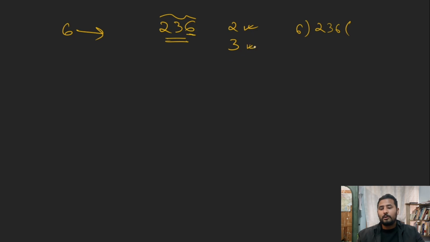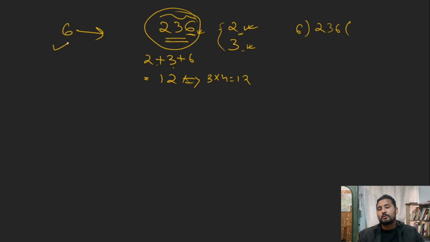Now to check the divisibility of 3, what do we do? We add all the digits: 2 plus 3 plus 6. You get how much? 12. Is it a multiple of 3? Yes, 3 into 4 is 12. Since this number is divisible by both 2 and 3, this whole number is divisible by 6 also.